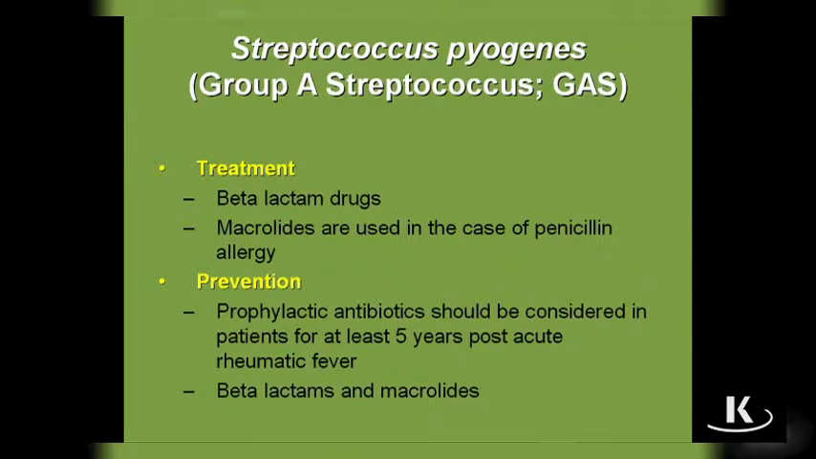Prevention, in the case of someone with rheumatic fever, you're going to use prophylactic antibiotics. Okay, because if that person gets another strep infection, that rheumatic fever can be much, much worse the second time around with that memory response. Okay, so those are the treatments for the group A strep.